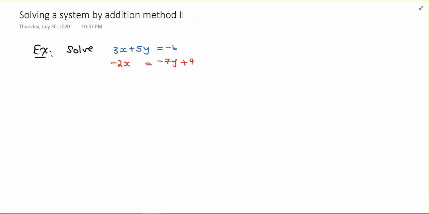So now this system has a couple of things going on to it. First of all, the variables are not lined up. The x is on one side, the y is on the other side. You can also note that it is very difficult.